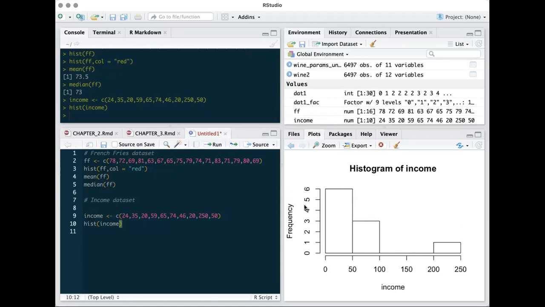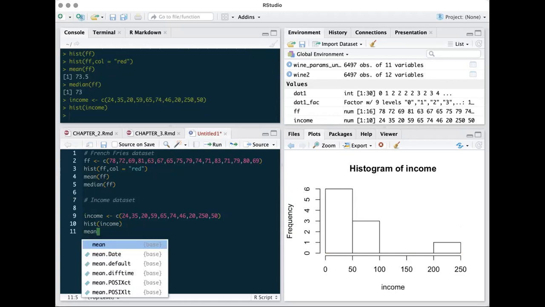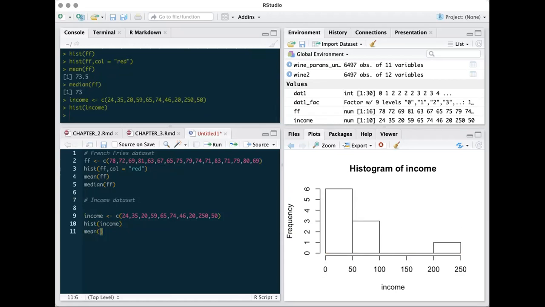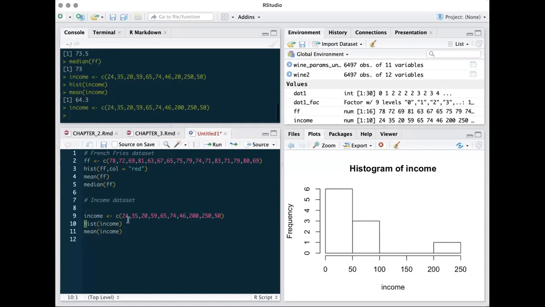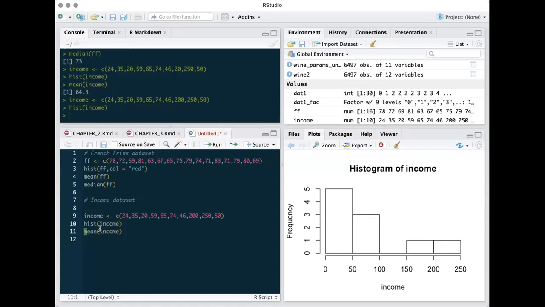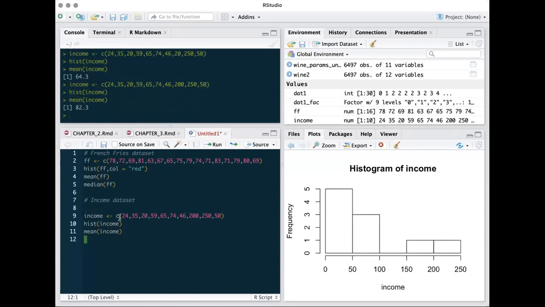Okay, it's a right skew distribution. Now I want the mean. You can do this in Google Sheets if you feel comfortable, but I like R because it's faster. Mean of income. All right, so 64.3. I missed something. Oh, it should be 200 here, 200,000 instead of 20. I'm so sorry, let me do it again. Let me run income again, and then the histogram, still right skew, and then the mean. All right, the mean is roughly $82,000.